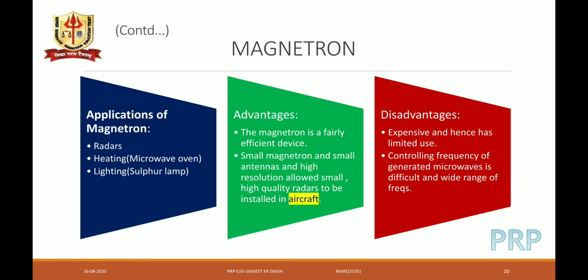Applications of magnetron: magnetrons are used in radars. It is used in microwave ovens for heating and in sulfur lamps for lighting.